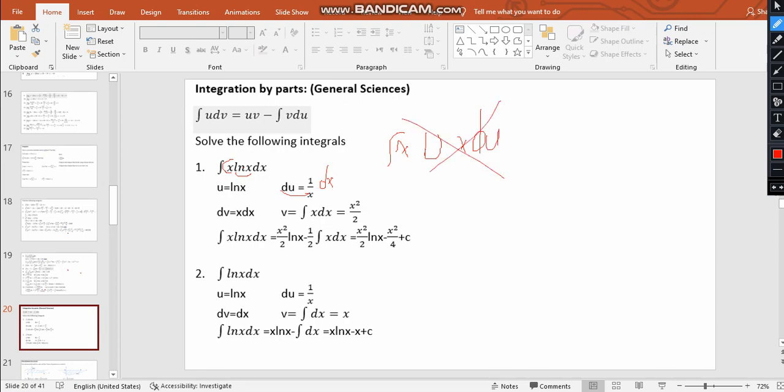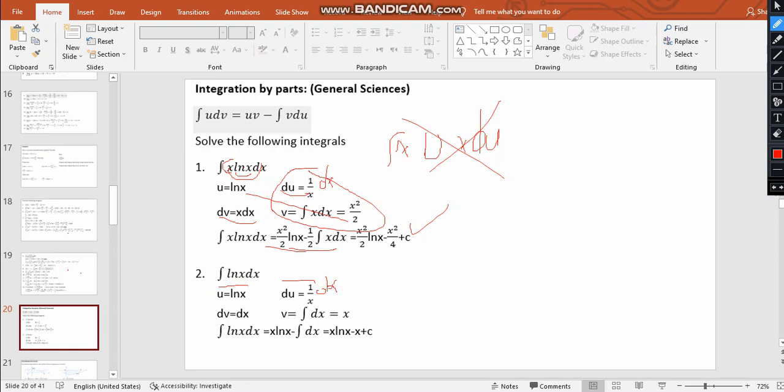So we need to do it by integration by parts. And dv will be x dx. The integral of x is x squared over 2. It will be uv minus the integral of v du. If you do 1 over x times x squared over 2, you're going to get half x, and this is the answer. Ln x, let u equal ln x, du is 1 over x dx.